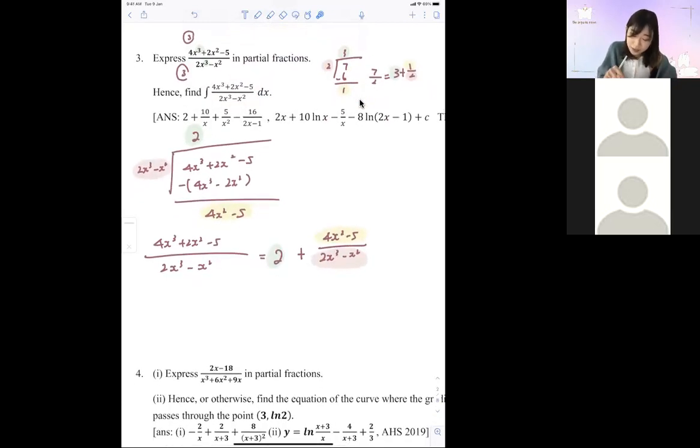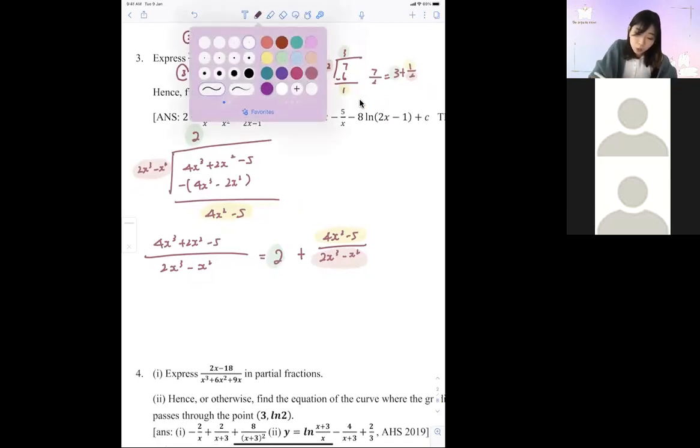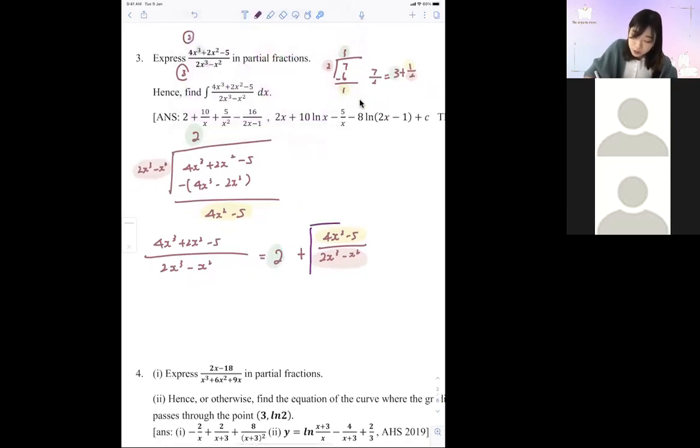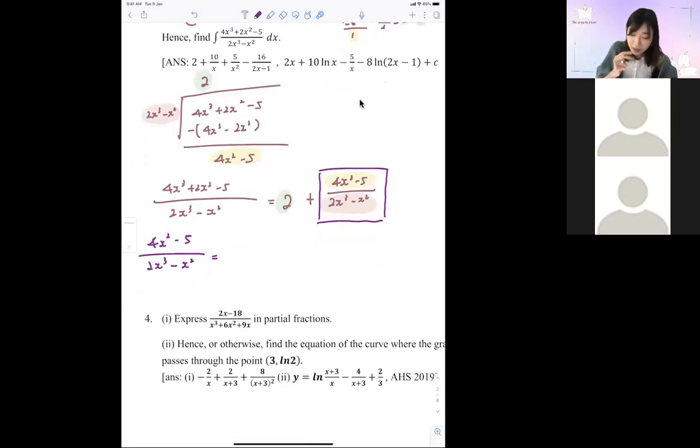Okay, but this is not done yet. This is just long division. The next step, you need to do your partial fraction for this bracket, for this smaller fraction. So now when you look at the purple bracket, the top degree is smaller than the bottom. Now we can start doing our partial fraction. So Dylan, just now I said, before you do partial fraction, what's the second rule?